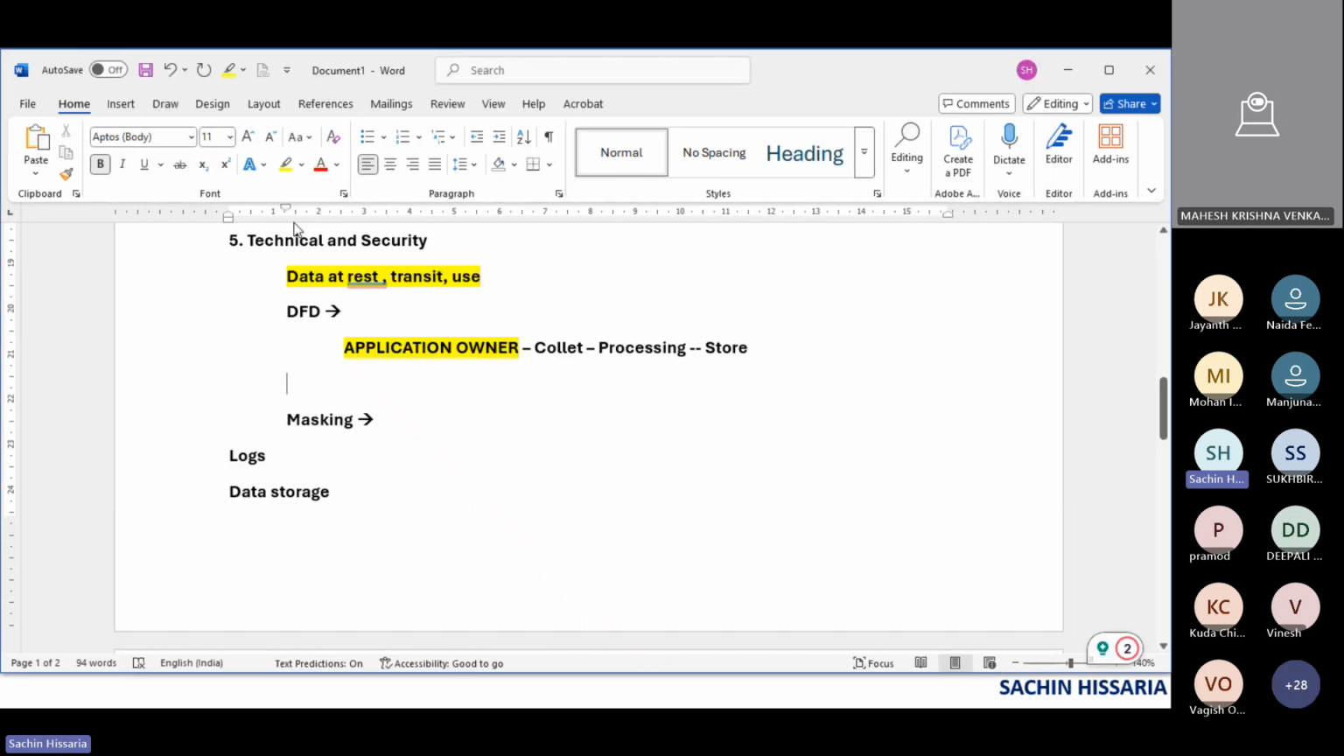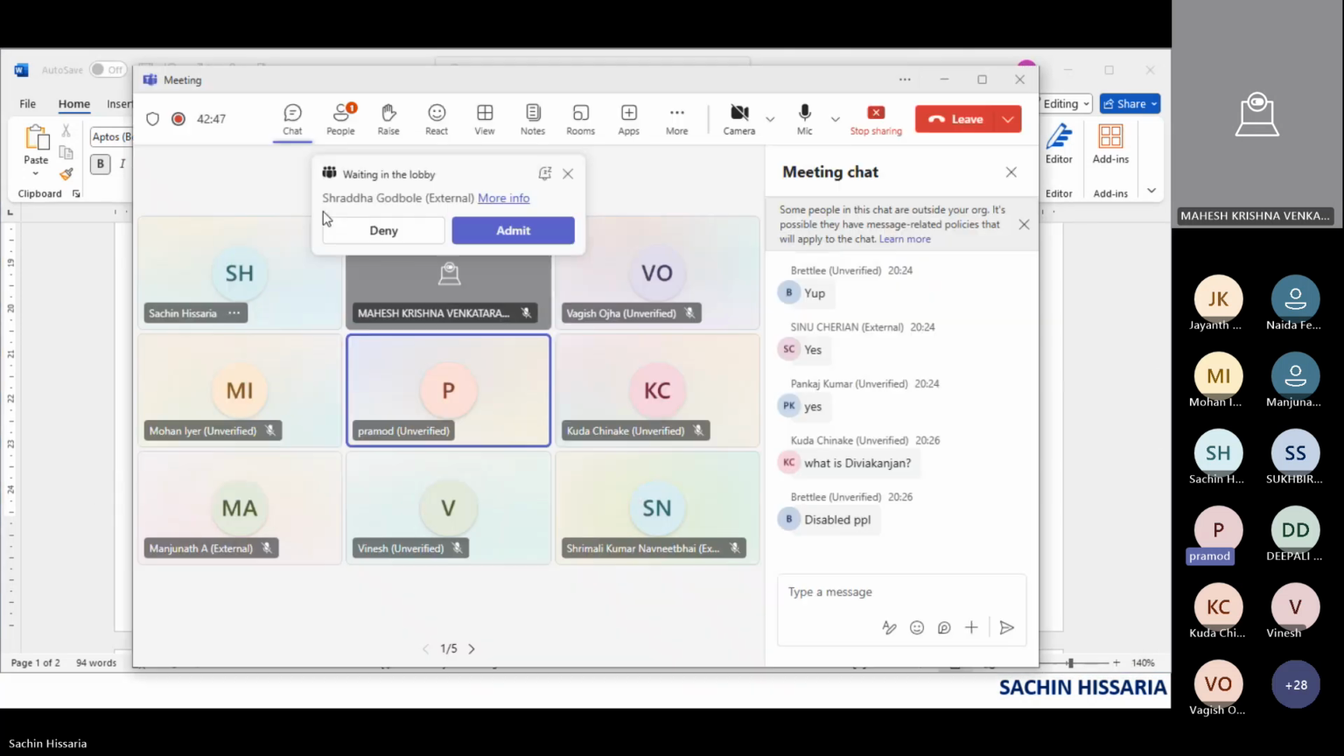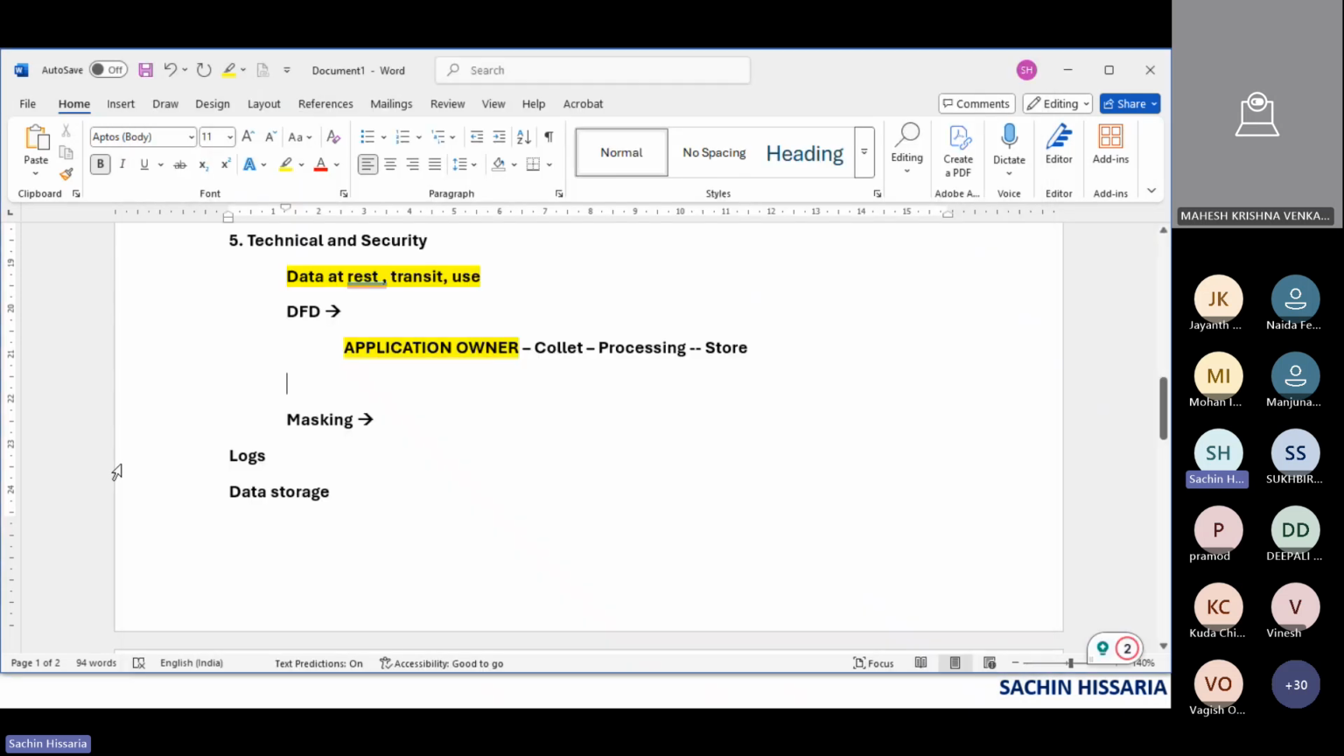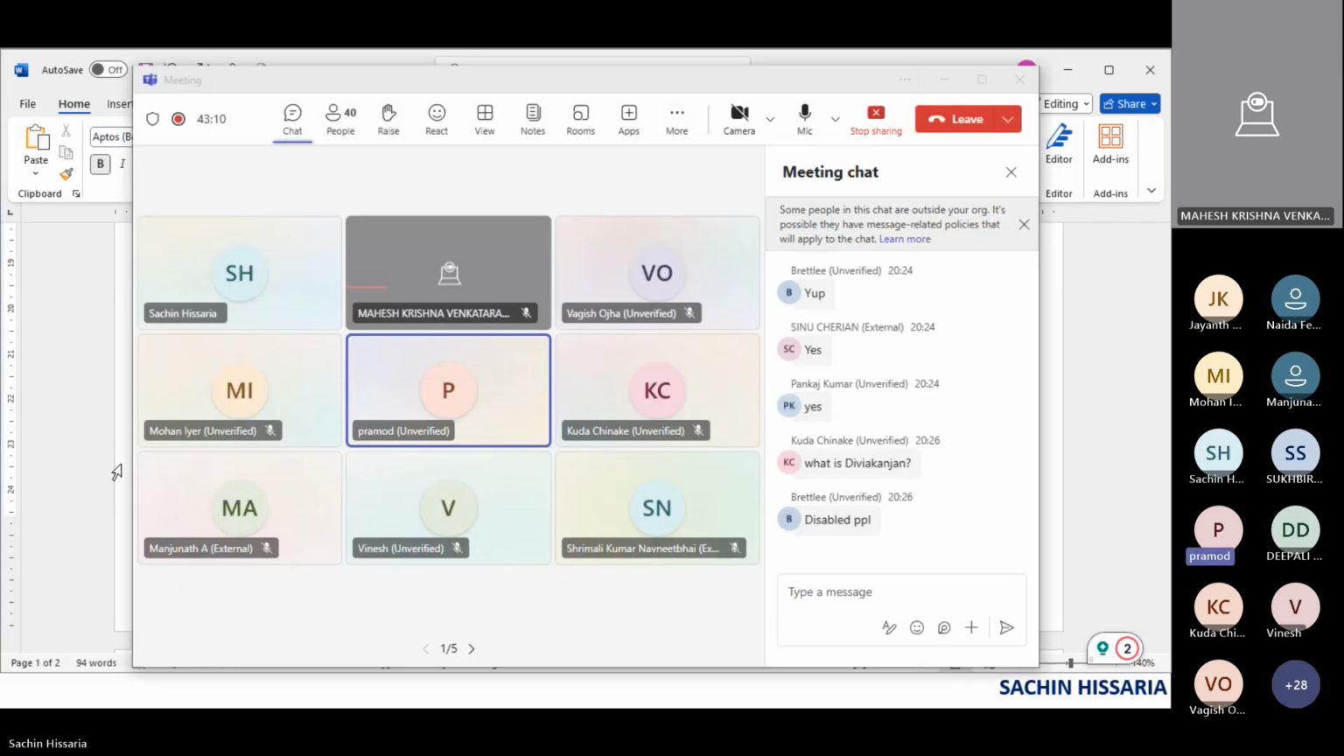So a DFD will be created for every application which will be collecting any sort of PII or PHI information. Yes, it has to be prepared for all the applications where your PII, SPI, or PHI information is being collected, processed, or stored, basically.